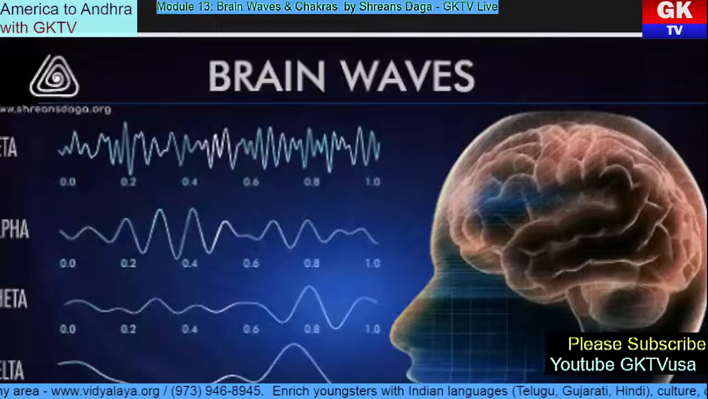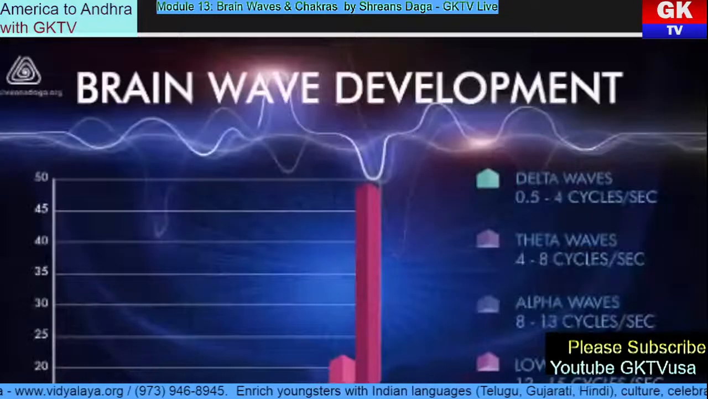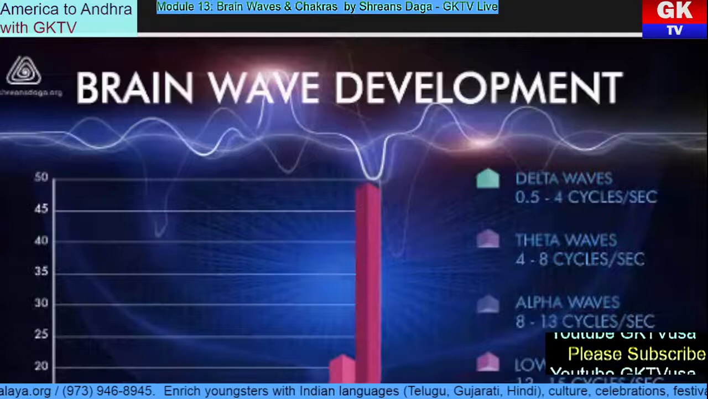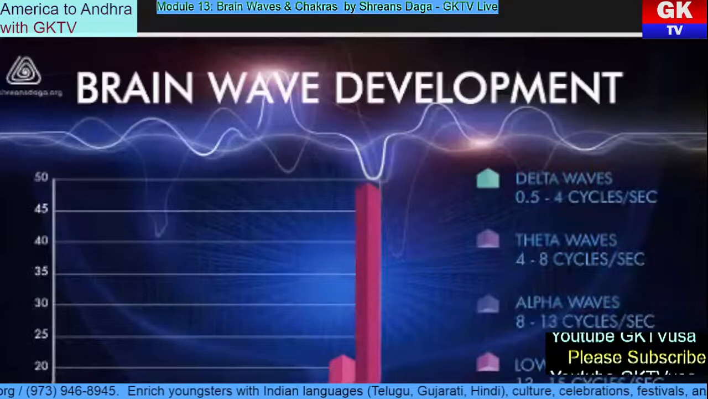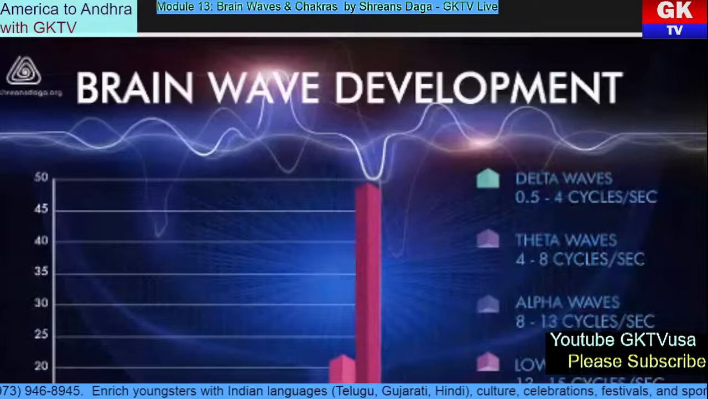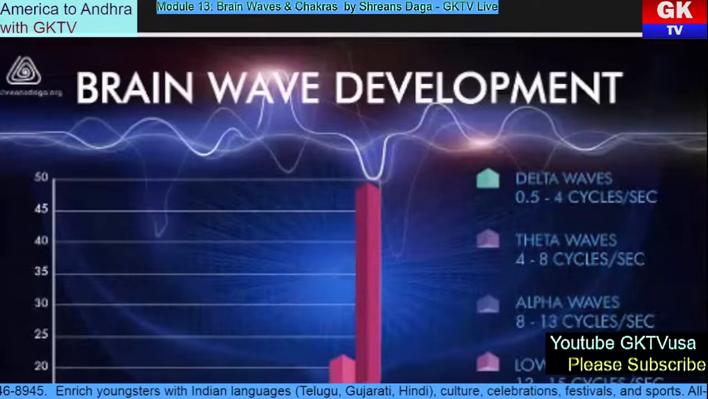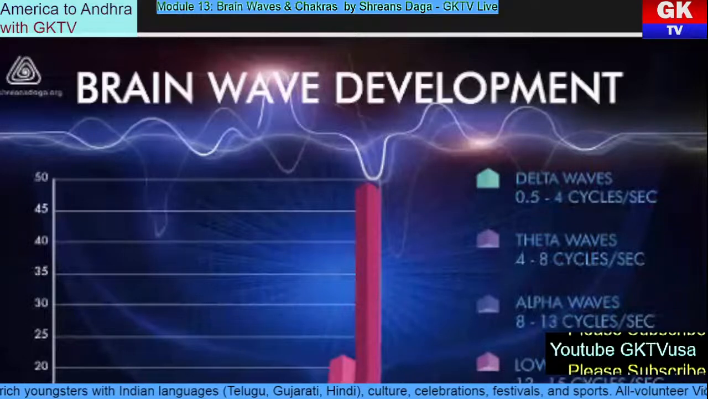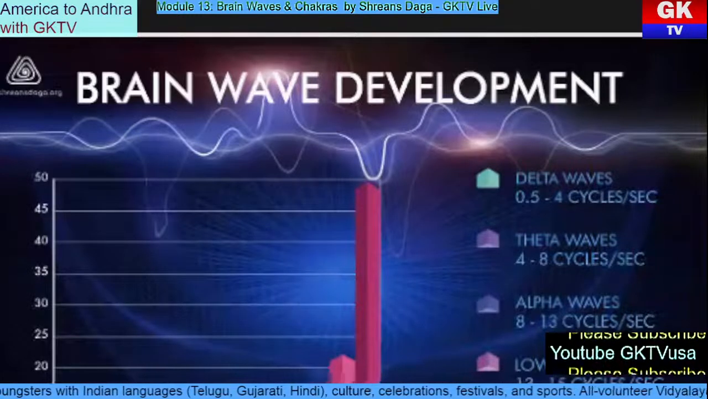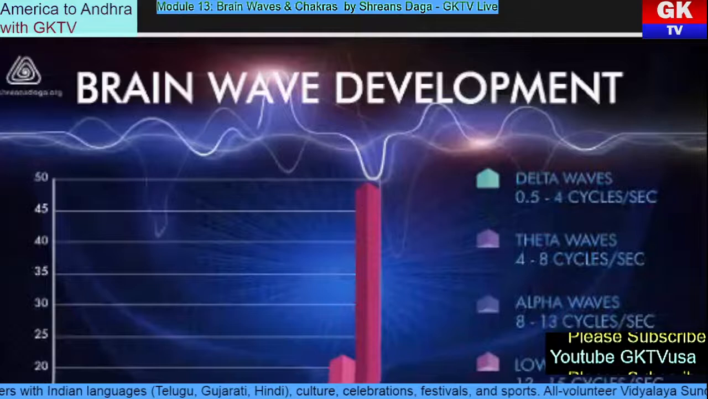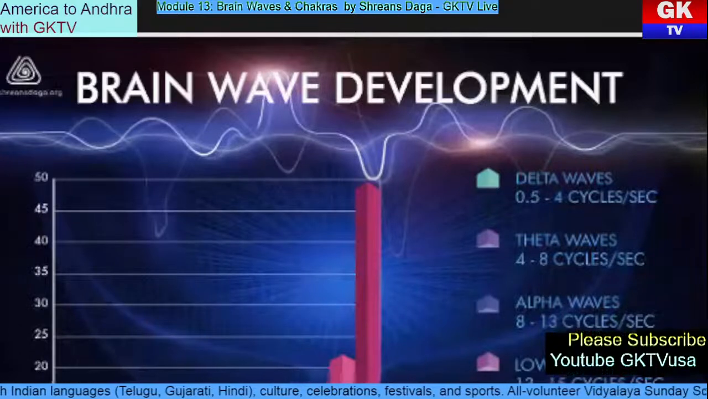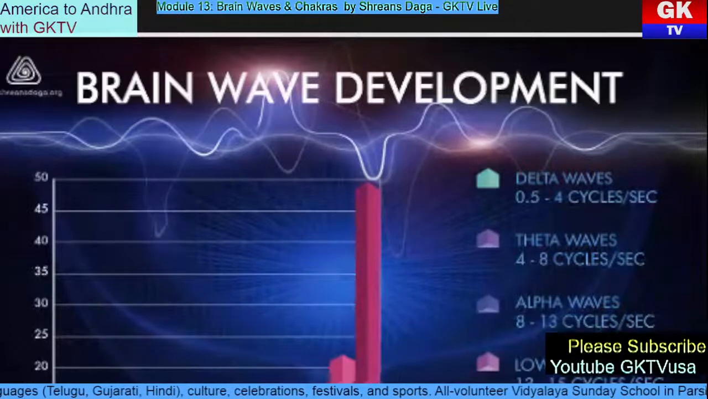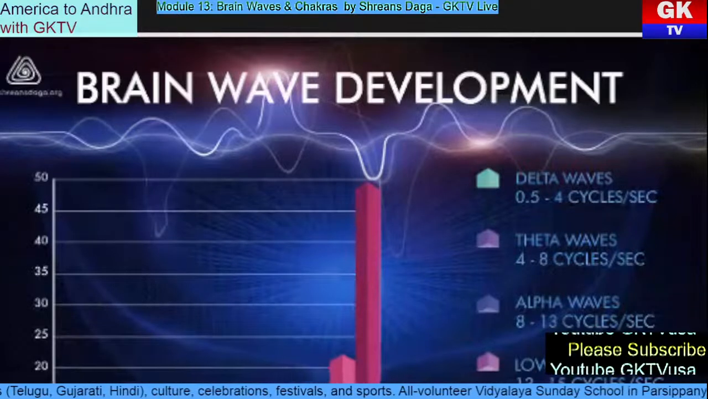We will go into more details about that. So this is the brainwave development chart, friends. This is what tells us how we are in different brainwaves in different stages of our life. So if you look at a kid who is from 0 to 2 years of age, he's pretty much in delta brainwaves. And if you see the cycles per second in delta brainwave, it's about 0.5 to 4 cycles per second.